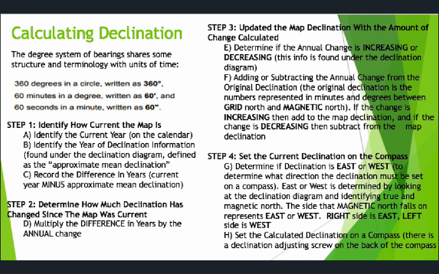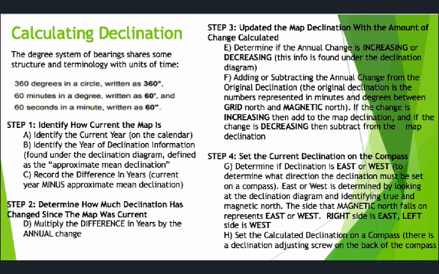In order to do so, you need to determine if the annual change is increasing or decreasing. This information is found once again under the declination diagram. Then, you need to add or subtract the annual change from the original declination. If the change is increasing, then you are going to add to the map declination. And if the change is decreasing, then you're going to subtract from the map declination.